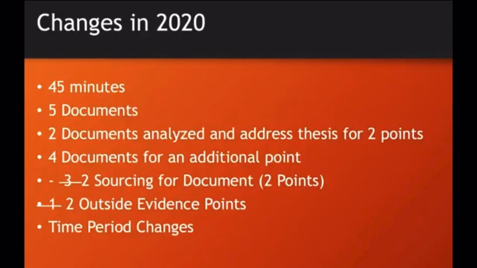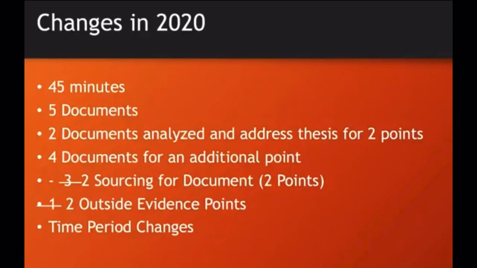I'm just going to go over it really quickly. So 1 point is for contextualization, 1 point for thesis again. Then with documents, you can get 5 points. You can analyze 2 documents, talk about them for 1 point. And then for 2 documents, you can analyze and address the thesis for 1 point. And then you can do 2 more documents, so that's 4 documents in total that you analyze and address the thesis for your 3rd point.